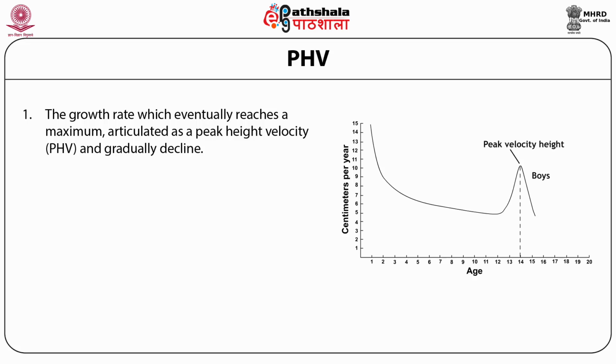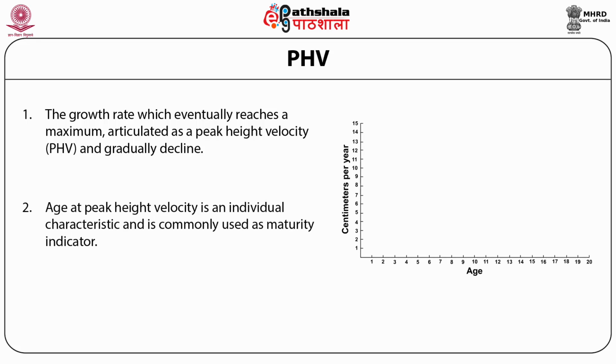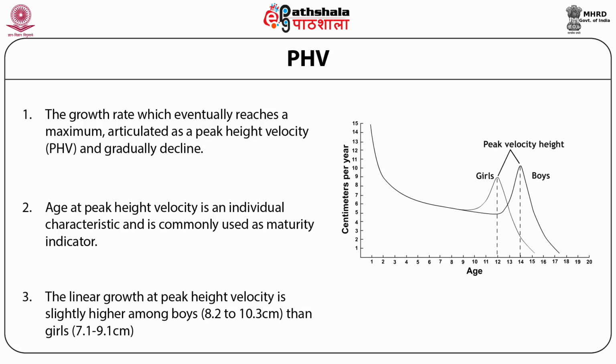As we can see from this graph, it is slightly higher for the boys as compared to the girls, though the age by which the peak height velocity is attained among the girls is a little lower as compared to that of the boys, so that girls attain the peak height velocity before the boys attain the peak height velocity.